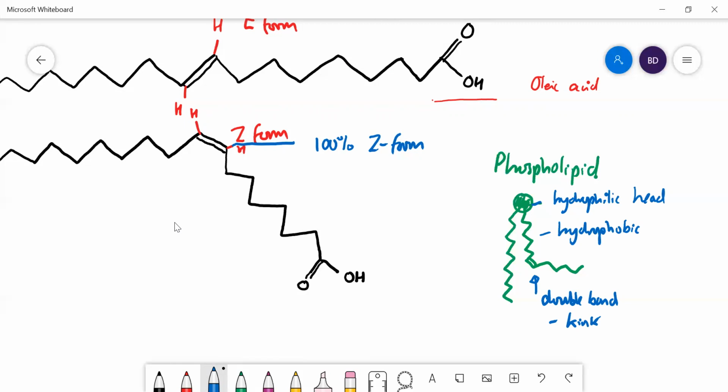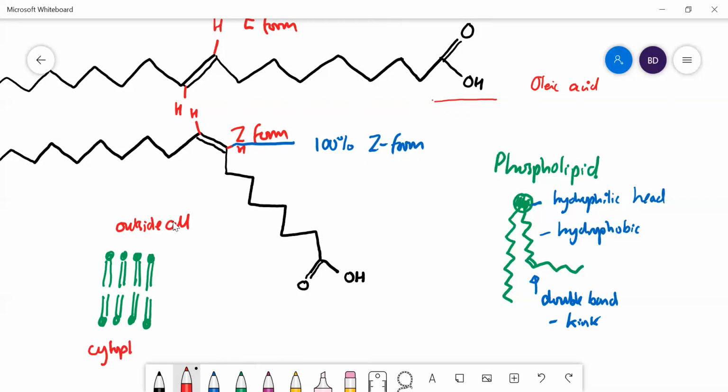Now, how does that affect the phospholipid bilayer? So if I draw the phospholipid bilayer, you've got your phospholipids here. I'll just do one more. And so this is outside the cell. This is the cytoplasm here. And this is the cell membrane.